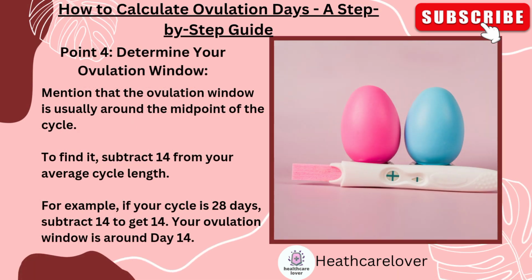Point 4. Determine your ovulation window. Mention that the ovulation window is usually around the midpoint of the cycle. To find it, subtract 14 from your average cycle length. For example, if your cycle is 28 days, subtract 14 to get 14. Your ovulation window is around day 14.